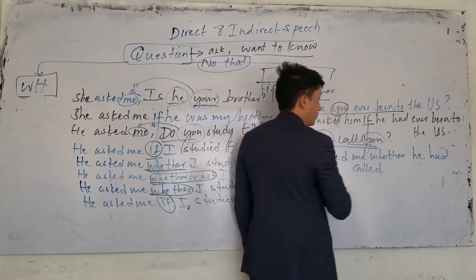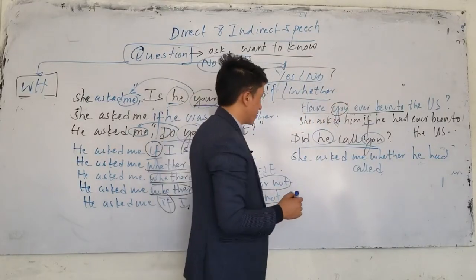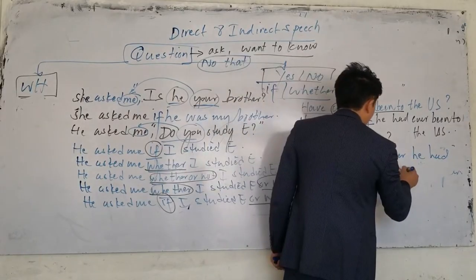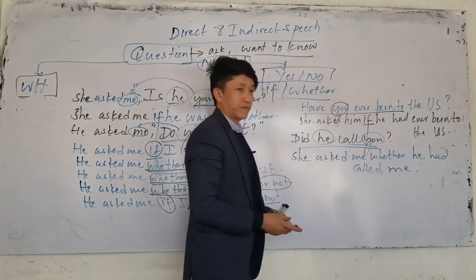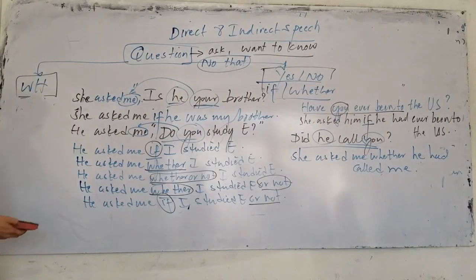Who is you? Second person. Second person changes according to the object. What is the object here? He had called me. That's the way that we can change a direct speech into an indirect speech. Should I clean this part?